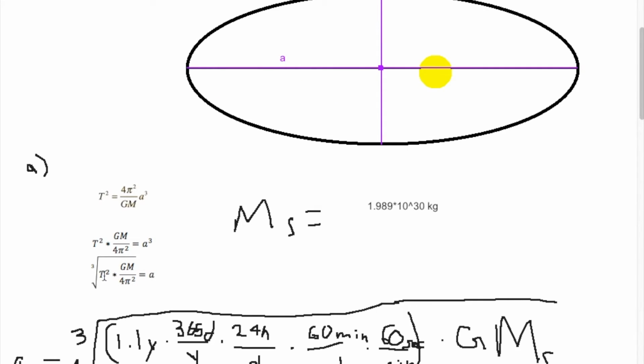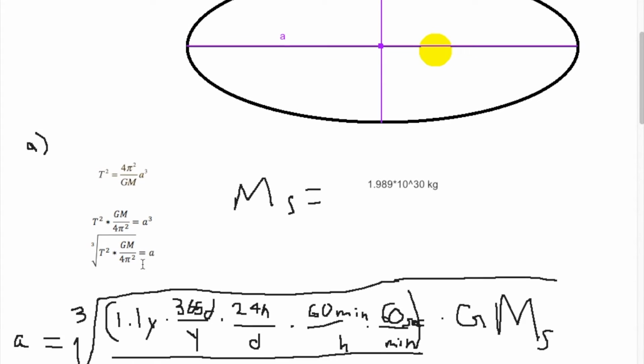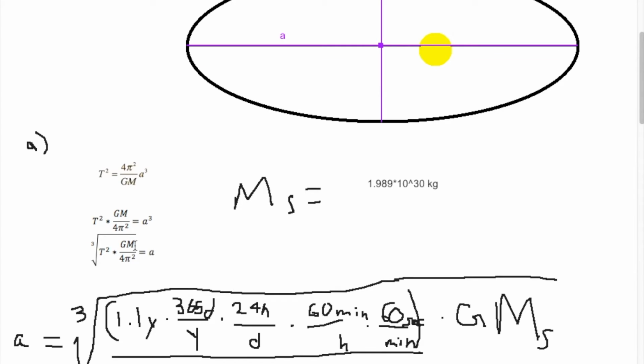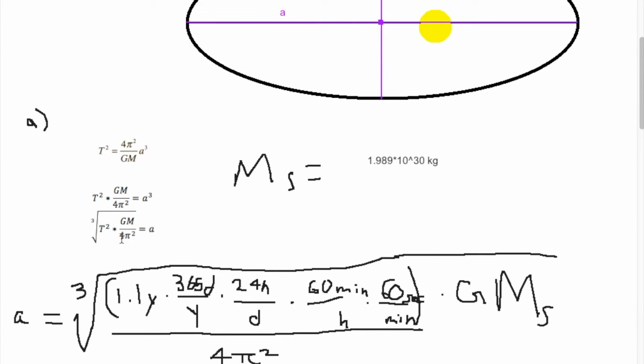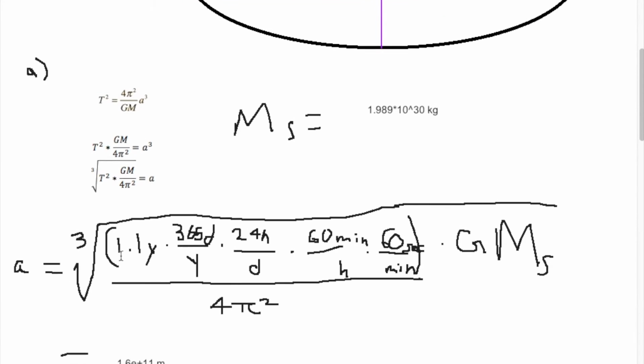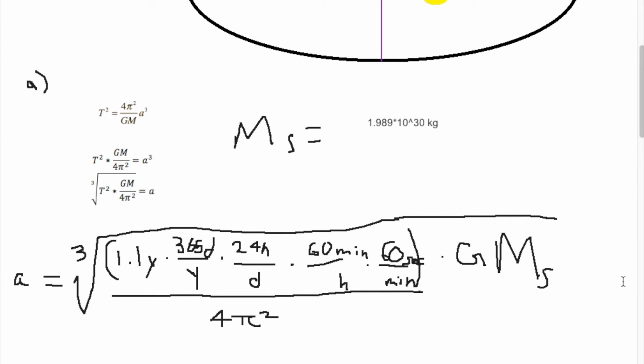It gives us the period. We know the G constant. It gives us the mass: M is the mass of the object it rotates around, in this case the Sun. The mass of the Sun is 1.989 times 10 to the 30 kilograms, and divided by 4 pi squared. We know that. So here is this.